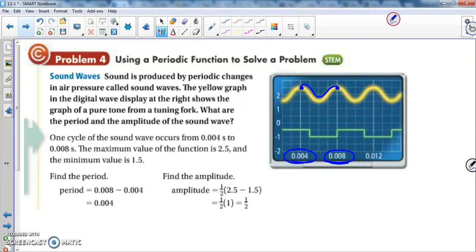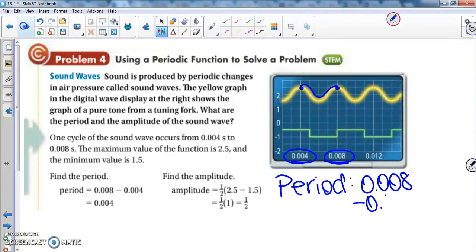So to find the period, we would do 0.008 minus 0.004, making our period 0.004.